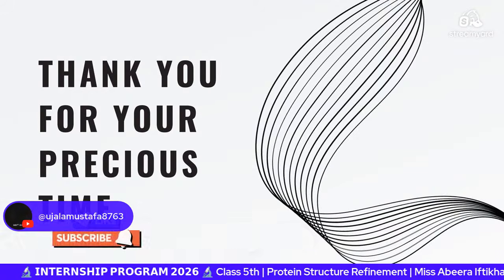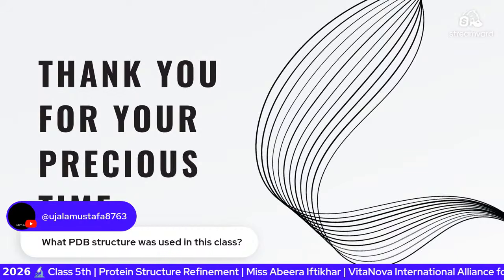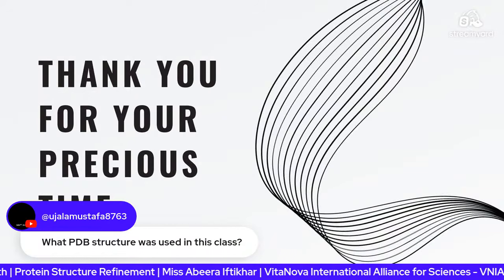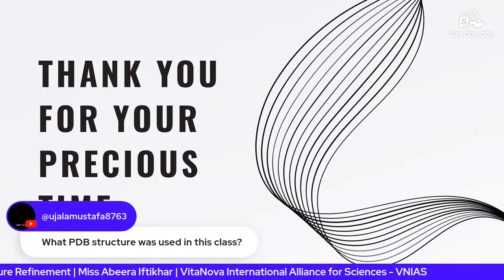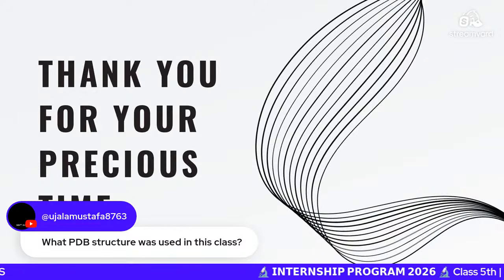We have another question, which is what PDB structure was used in this class? The PDB structure that we have used in the class is 1HPP. This is the PDB ID, and this is the three-dimensional structure of aspartyl protease enzyme of HIV.